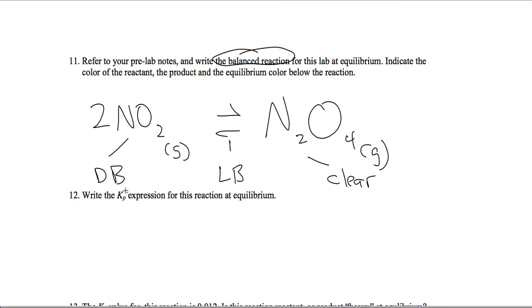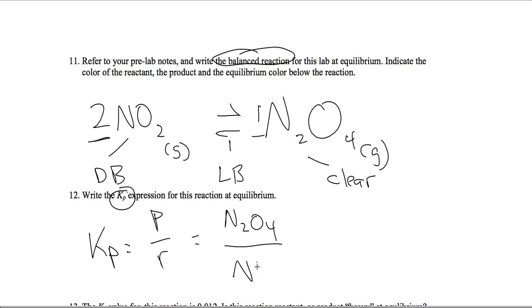Write the Kp expression. Okay, so Kp is going to be equal to products over reactants raised to the power of the coefficient. Notice we only have one coefficient in here of 2, so that's going to be the product, N2O4 divided by the reactant, NO2 raised to the power of 2. Because this is a Kp problem, when we ultimately start doing calculations with these, this is going to be in atmospheres.